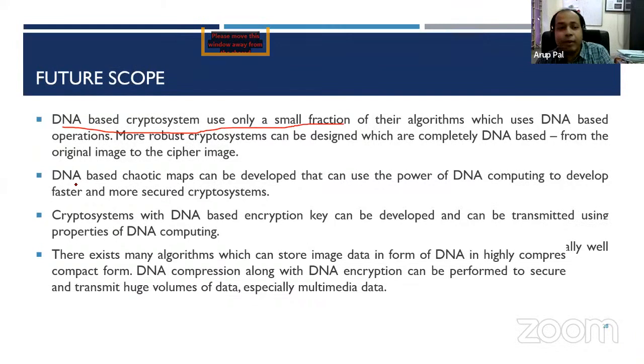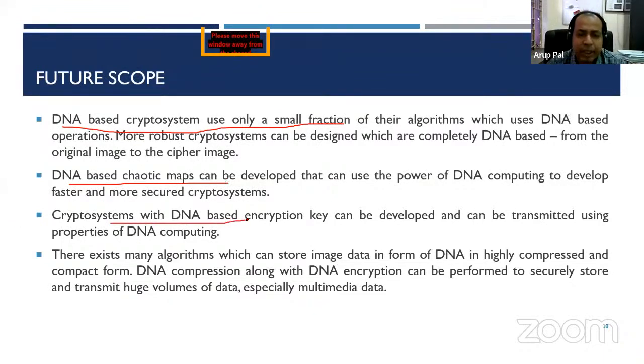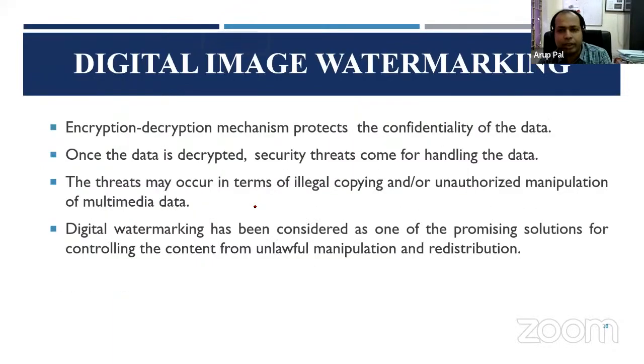And you can also think about DNA based chaotic maps. That is one of the reasons, because the chaotic maps you have used are basically the conventional chaotic maps. But if you want to realize this kind of chaotic maps at the DNA level, you can think about that. And here you can think about DNA based keys, and also DNA based compression can be adopted in this process, so that you can store a huge volume of data in the long term. So that is the area where you can work.